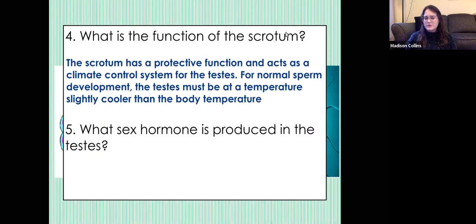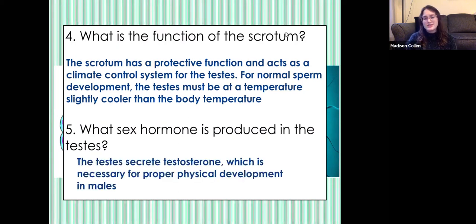All right, and number 5, what sex hormone is produced in the testes? We've talked about this one before, but we need to know that that sex hormone is called testosterone. And this is a hormone that is necessary for proper physical development in males. And we'll talk about some functions of that in just a minute.